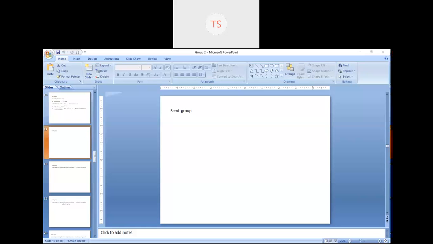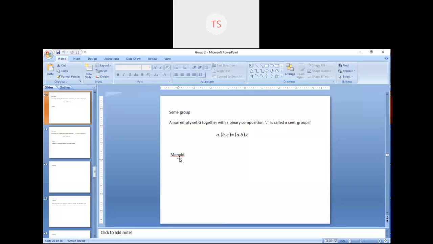Now for a semi-group, the definition is: a non-empty set G together with a binary composition star, or you can say dot, is called a semi-group if A dot (B dot C) is equal to (A dot B) dot C. That means for a semi-group, the set must satisfy only one condition, the associative property. If a set satisfies the associative property under a binary composition, then we call it a semi-group.